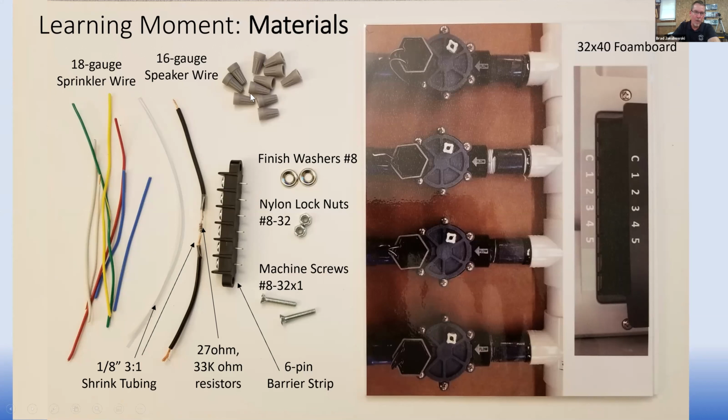And then again, just wire nuts, finish washers for the backside. As you're looking at your test bench, the little finish washers on the backside here, the nylon lock nuts. I like having just a couple of those to hold it together here. The machine screws, all of those things are somewhat self-explanatory. So the overall inventory for this isn't too crazy.